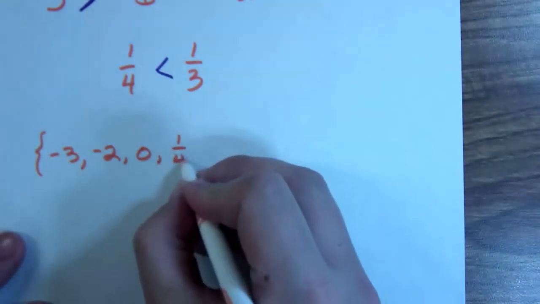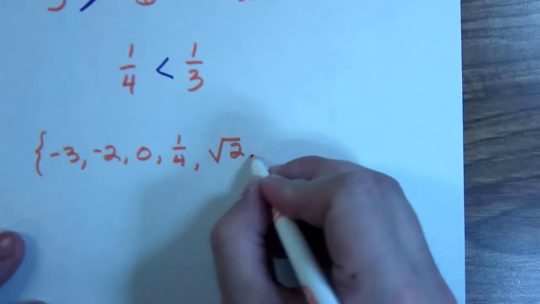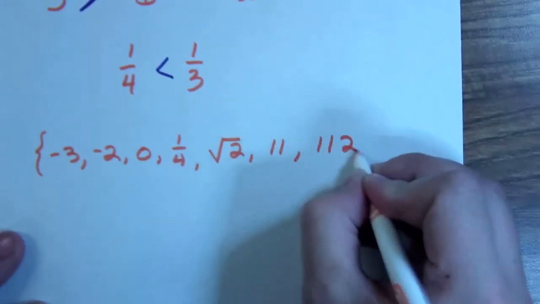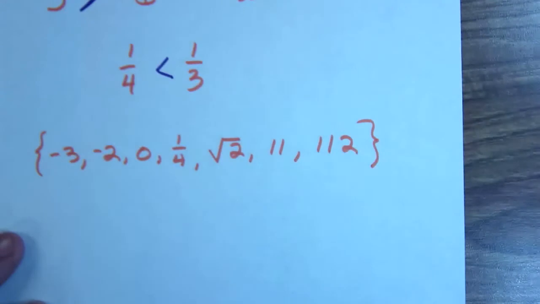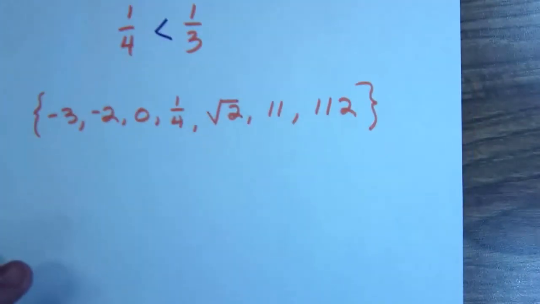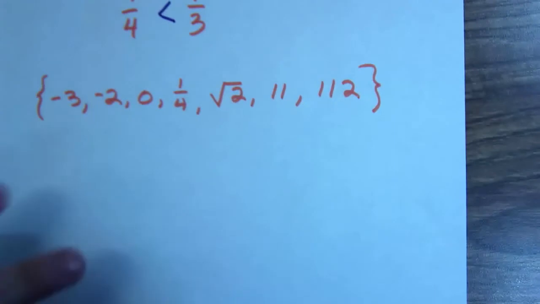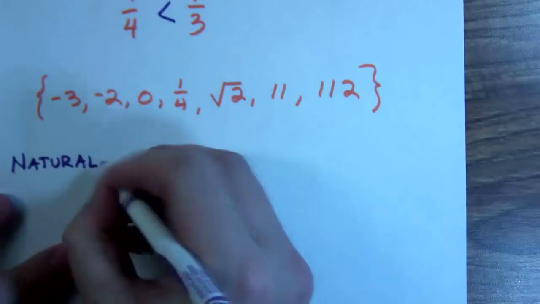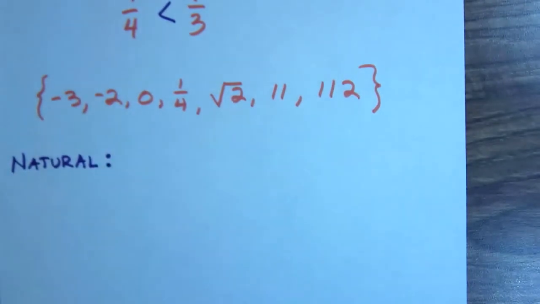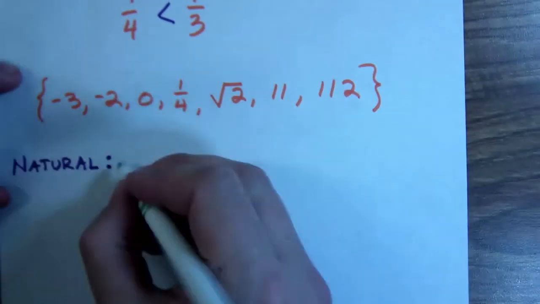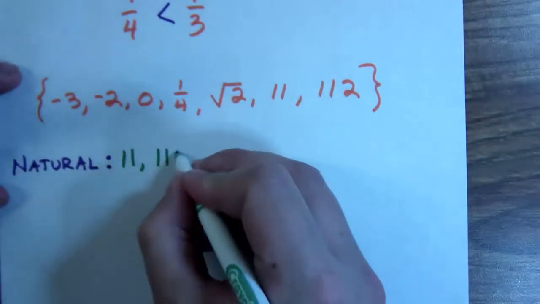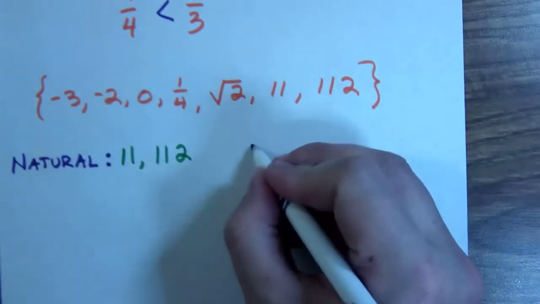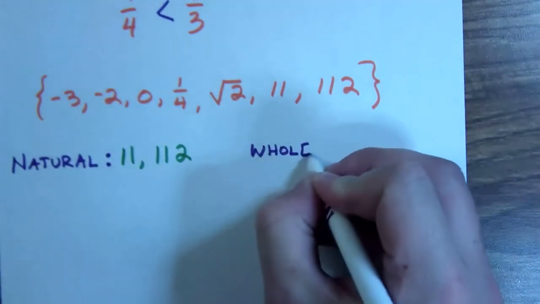I'll give you a set of numbers here. Question number 1. From that list that I gave you, which are the natural numbers? 11. 11's a natural number? 112. And 112 is a natural number. Great. Should we write this down?